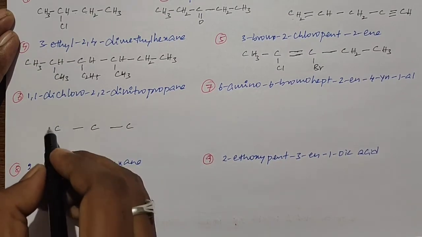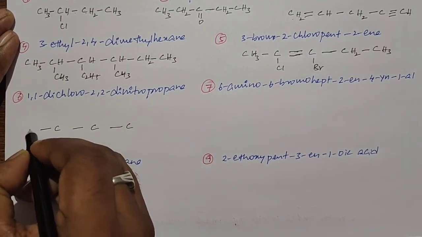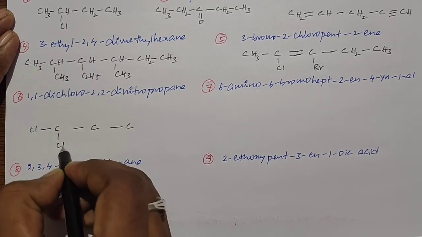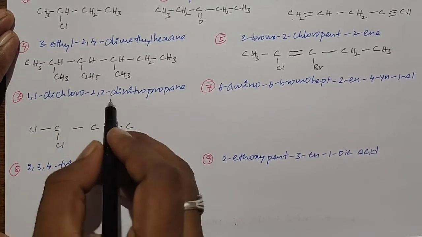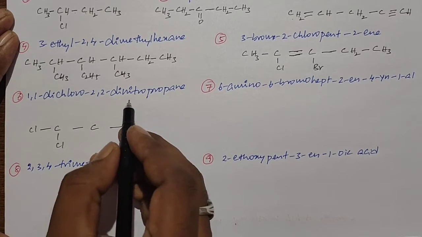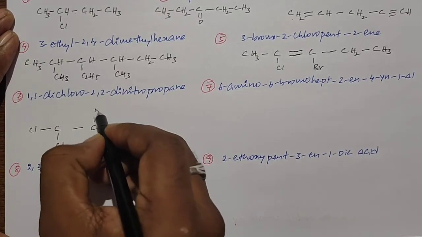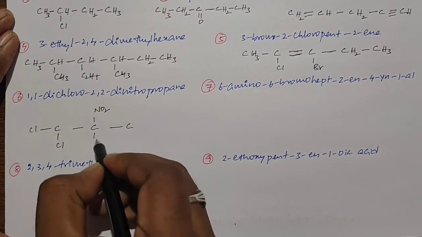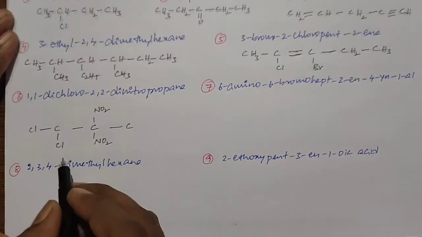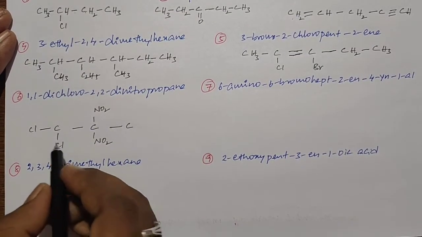Secondary prefix is there. 1,1-dichloro. So this is the first carbon. I mean at the first carbon we have 2 chlorines. At the same time 2,2-dinitro. So this is the second carbon. At the second carbon we have the 2 nitro groups. So we kept all things. We need to check the remaining valency.